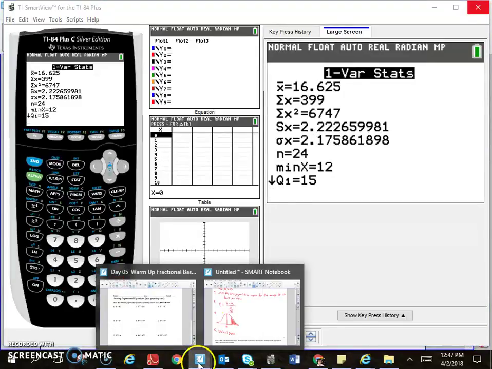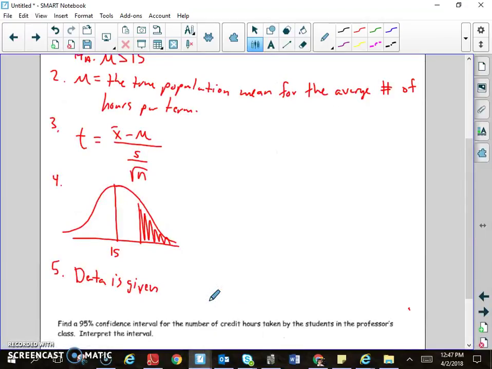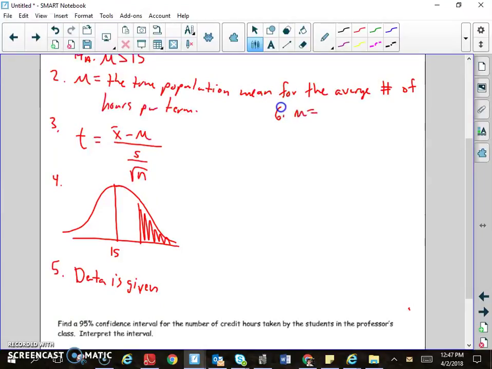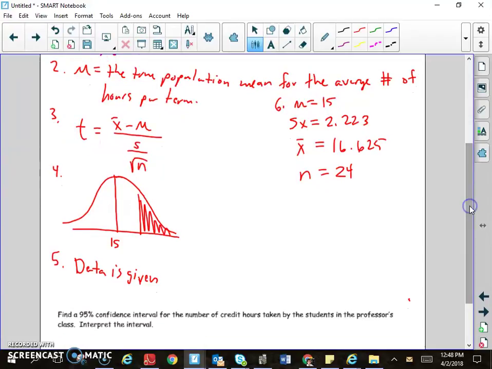Okay, so for step 6, that's where you're defining the numbers. Your population average was 15. Your sample standard deviation was 2.223. Okay, that's X bar, not your sample average, I'm sorry. Your sample average was 16.625. And then there were 24 people that the professor surveyed. So n equals 24.